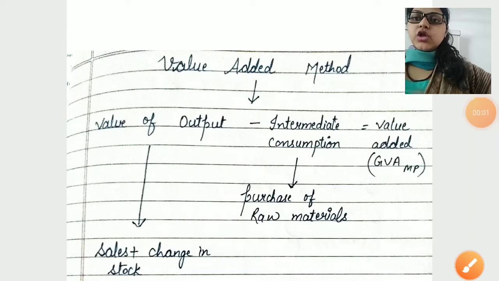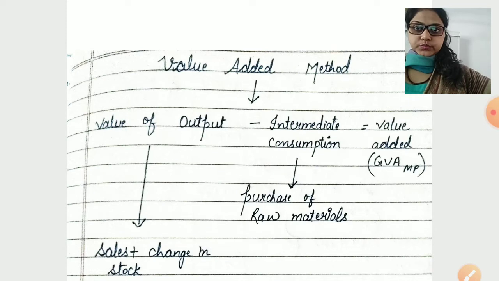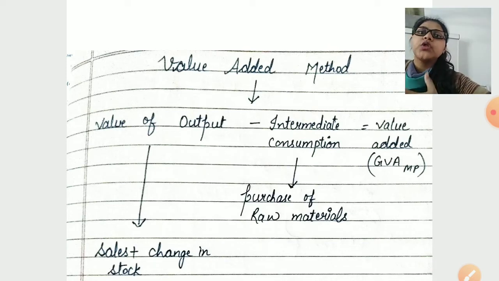Good morning class. Today we are going to start our new topic, that is the value added method. In the previous video we have done the income method. Today we will do the value added method. Value added method means when we add value to the product.